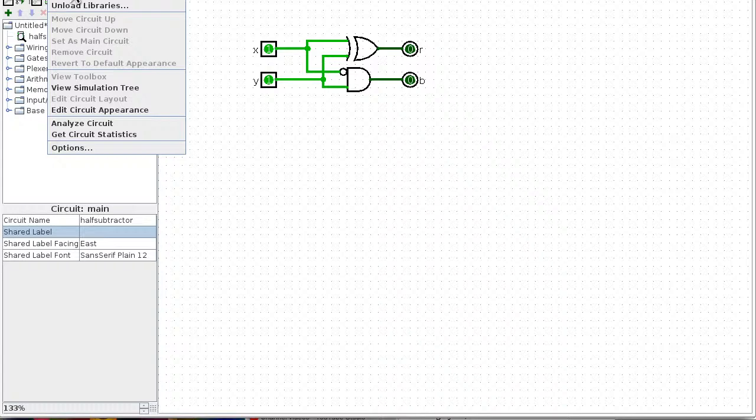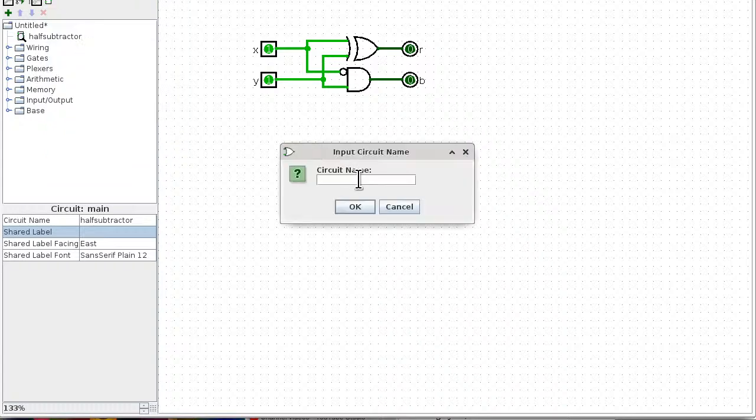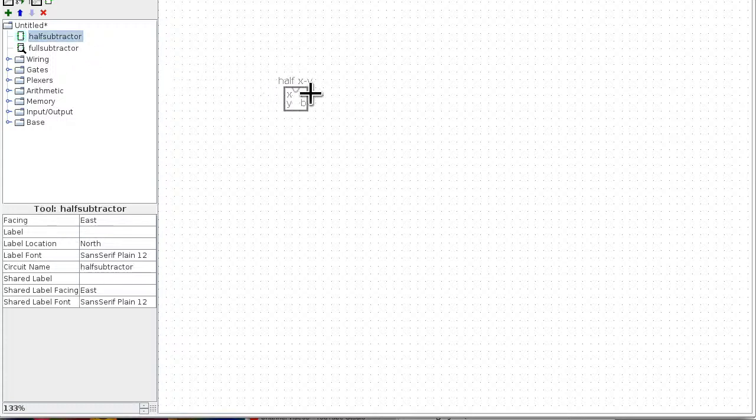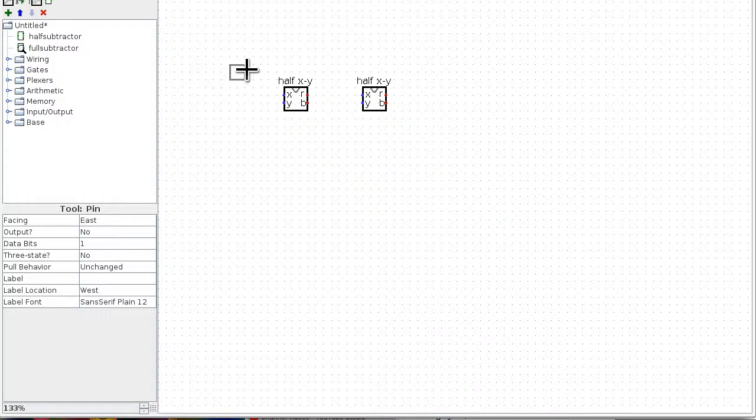So we add a circuit, and we call this one full subtractor. And we already know how many half subtractors it's going to take to implement the full subtractor. Exactly 2. Okay, so here's 1, duplicated, and now we got 2. We also got 2 input pins, right? So we got 3 input pins.